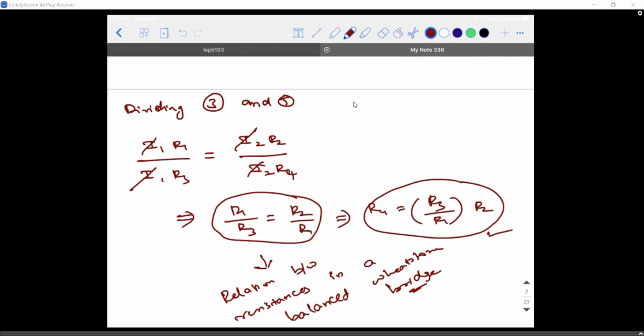So basically this is the order in which we came. We saw what is Kirchhoff's law and we saw what is the application of it in the form of a Wheatstone bridge. Now we know what is a Wheatstone bridge. Now we'll be seeing the application of a Wheatstone bridge.